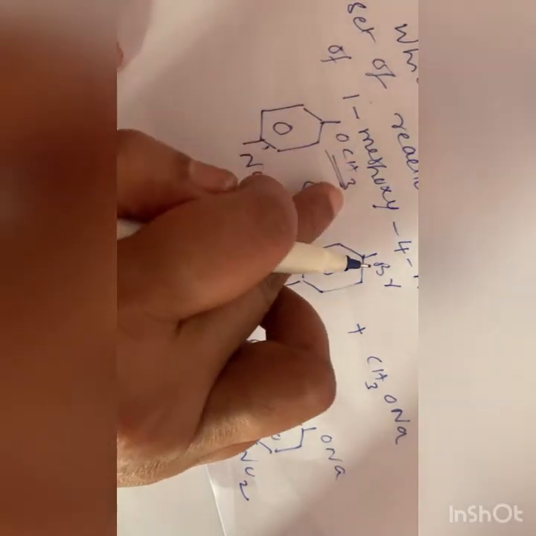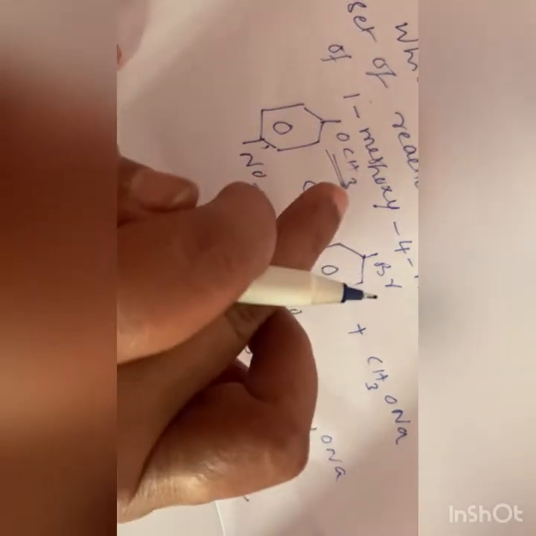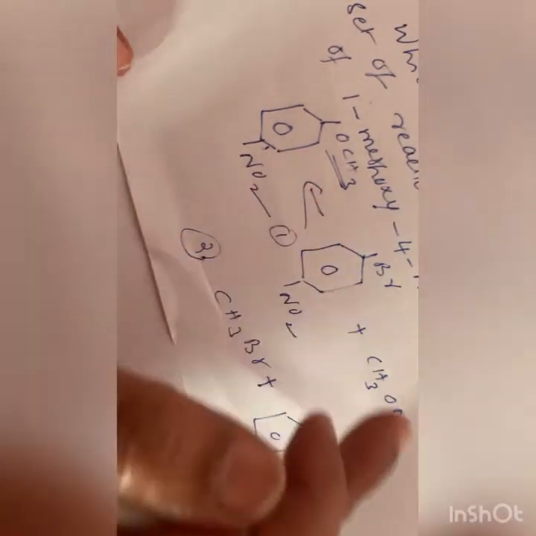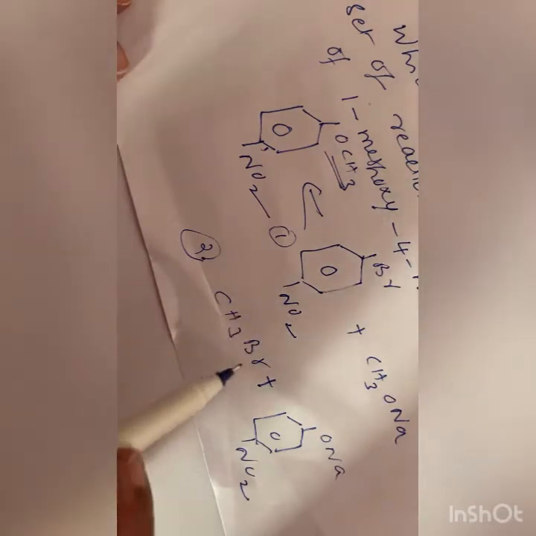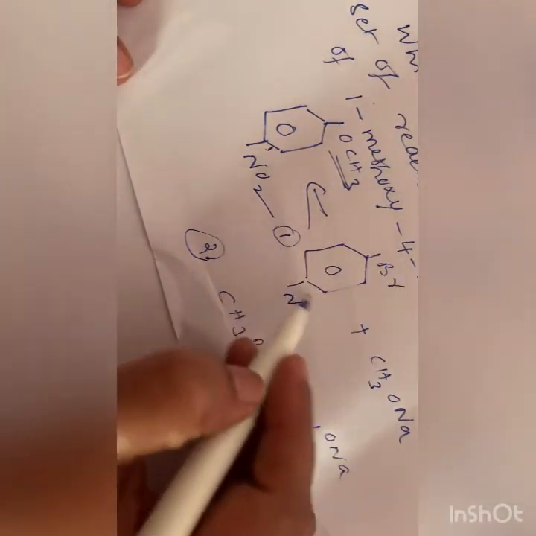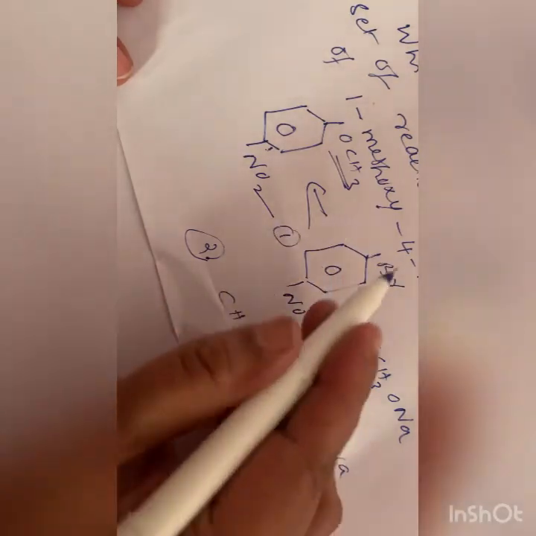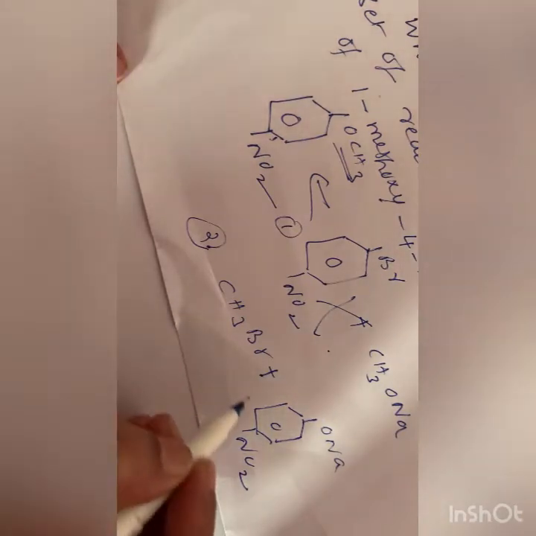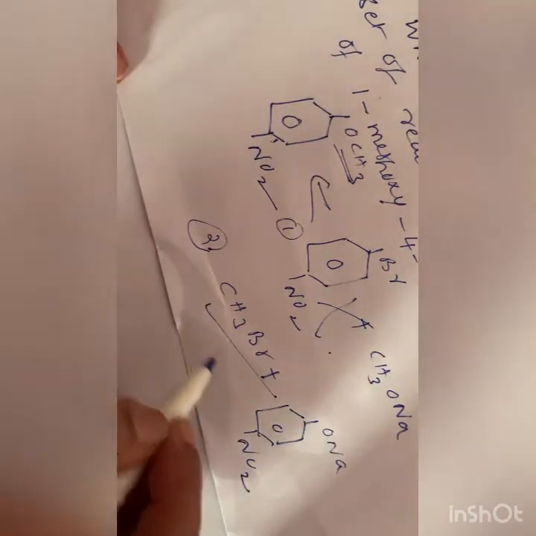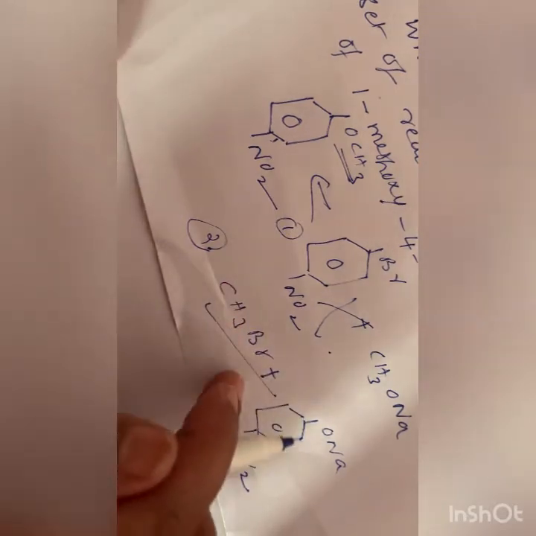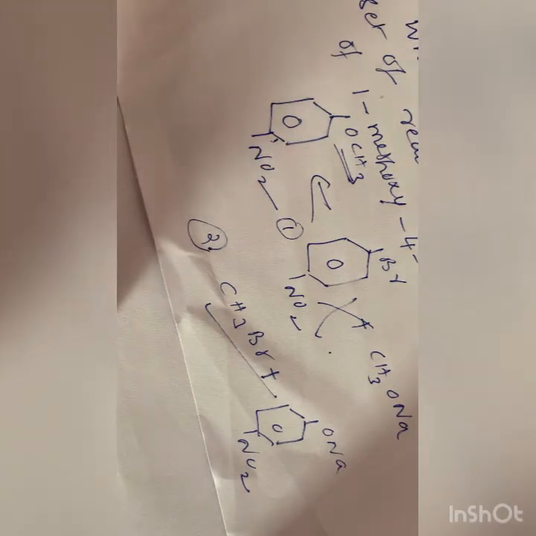Always the small group should come from the alkyl halide RX, because the mechanism is SN2 on RX. So here this is the alkyl halide, this is the bulky group, and this is not possible for Williamson's. This one, CH3Br plus this one, is possible because the mechanism is SN2. So the alkyl halide should be a primary alkyl halide. So this is the preparation.